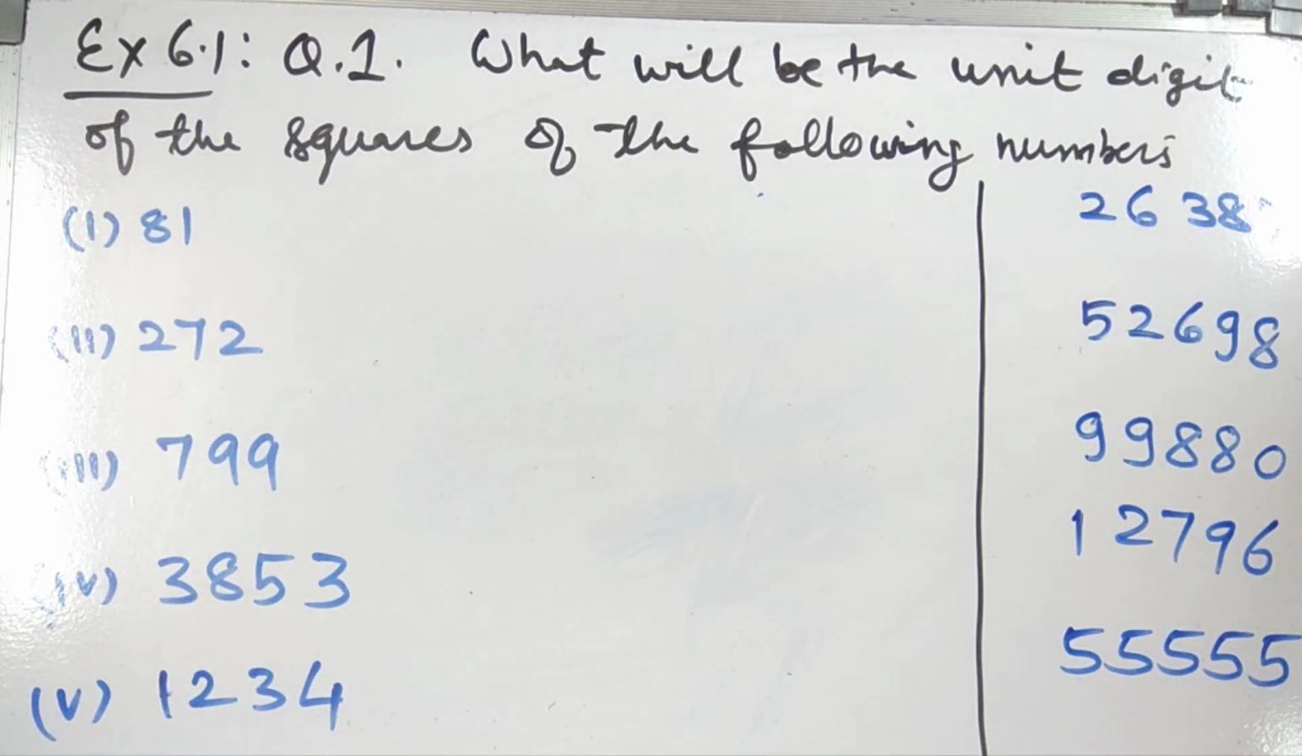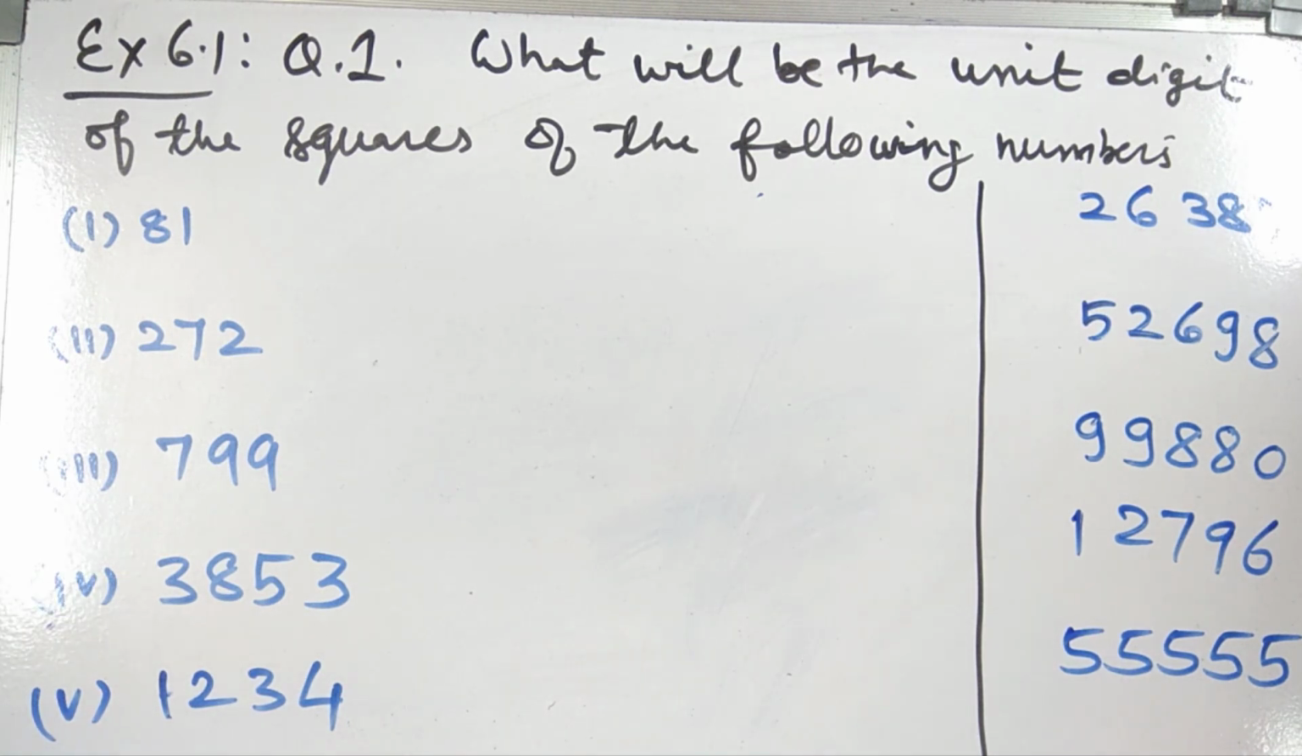My dear students, once again welcome back. Today I am going to start exercise 6.1. In the previous video, you all studied the introductory part of chapter number 6, squares and square roots. So in exercise 6.1, question number 1, students, what will be the unit digit of the square of the following numbers?